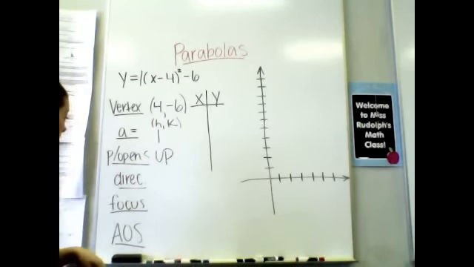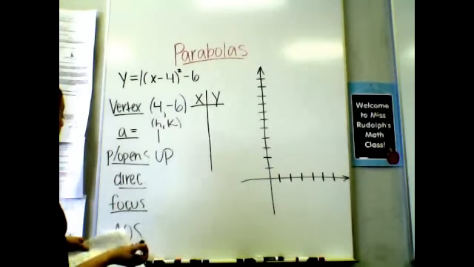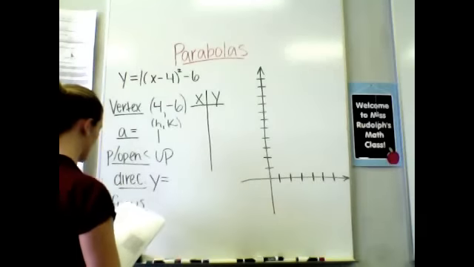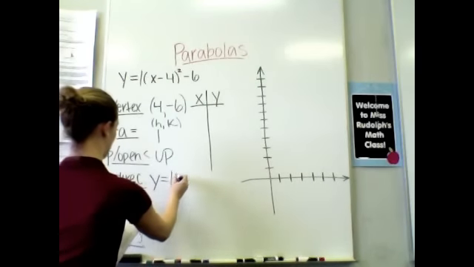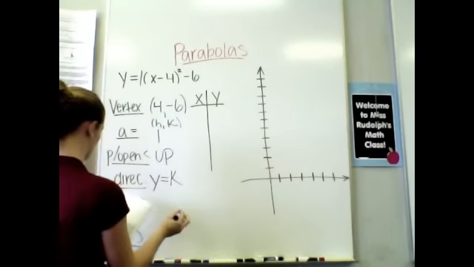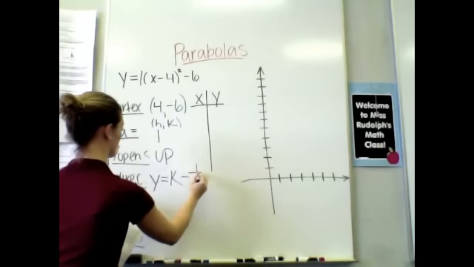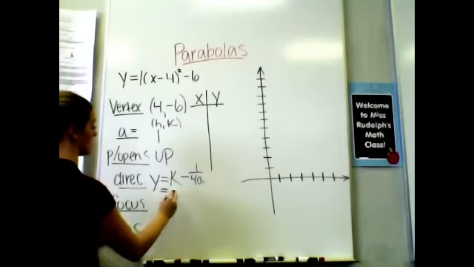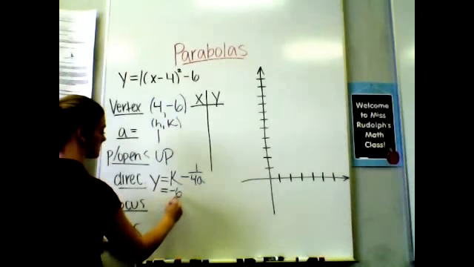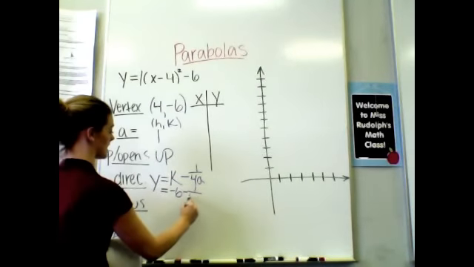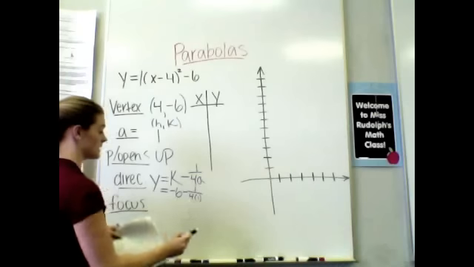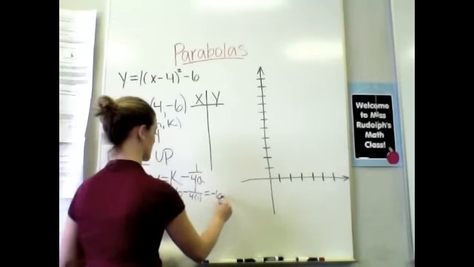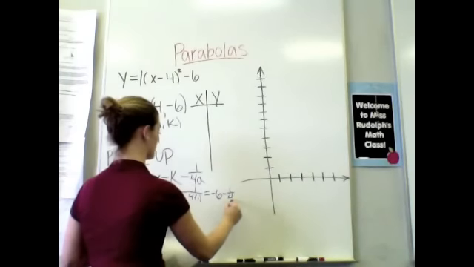This is where the new information comes into play, the directrix. So now if you remember, the directrix is y equals, this time it is going to be y equals k, because k and y go together. We're subtracting 1 over 4a. So if we just start plugging in some information that we know, k is negative 6, and we know that a is 1. So negative 6 minus 1/4, we could just simply leave it as negative 6 minus 1/4.